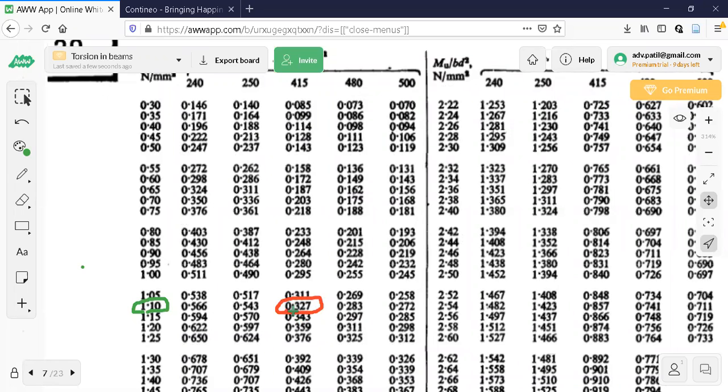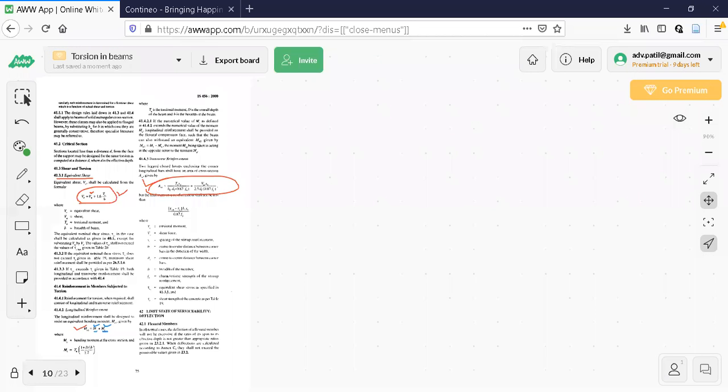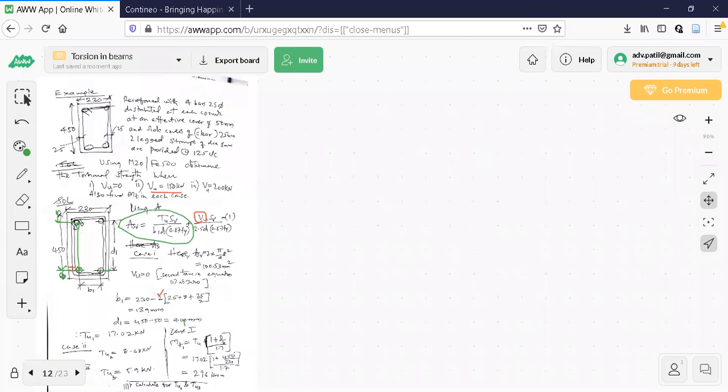Once I know PT, AST by BD into 100 is equal to 0.327. From that, I am going to get the AST value. So this is how it is done. It is very fast, faster than that formula.